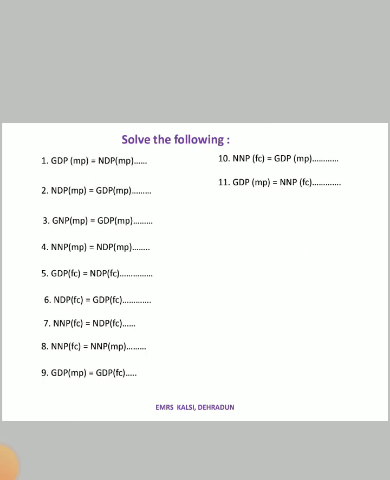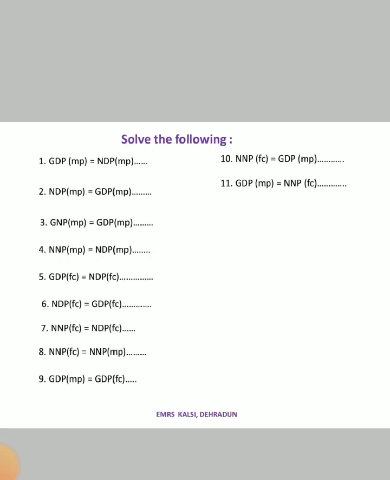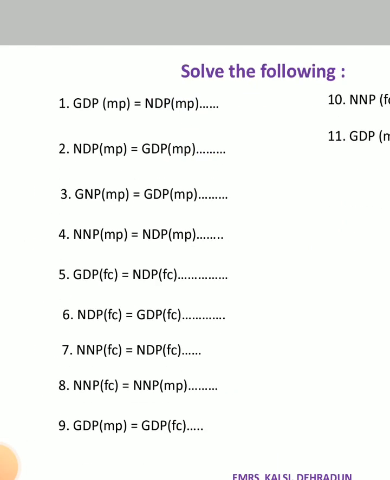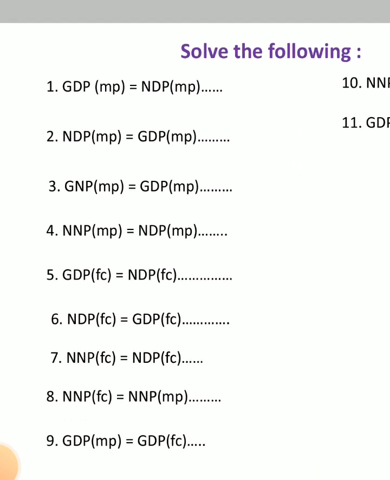See, this is the first question. You have to find GDPMP and you are given NDPMP in the question.